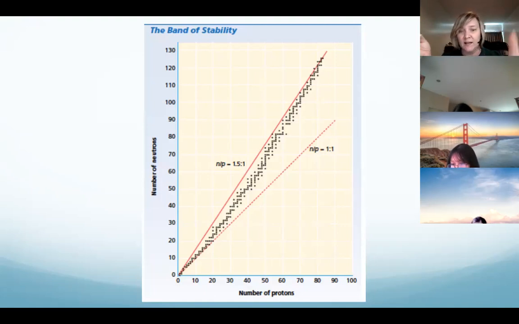And I want you to look at the, here we go. Keep forgetting I got my iPad here. So looking at this line on the left-hand side, the neutron to proton ratio is 1.5 to 1. And on the right-hand side, the neutron to proton ratio is 1 to 1. And all of the stable nuclei lie between these two ratios. There's a very, very narrow range of neutron to proton ratio where the nucleus will be stable.